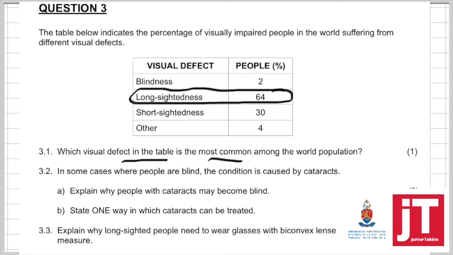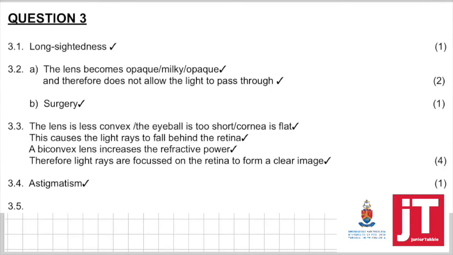In some cases where people are blind, the condition is caused by cataracts. 3.2a: Why people with cataracts may be blind. And that is for 2 marks. People that have cataracts, their lenses are opaque or milky. And because the lens is milky, light cannot pass through.